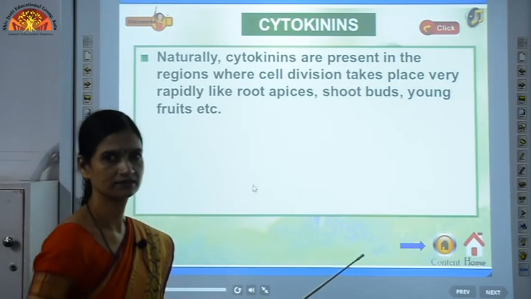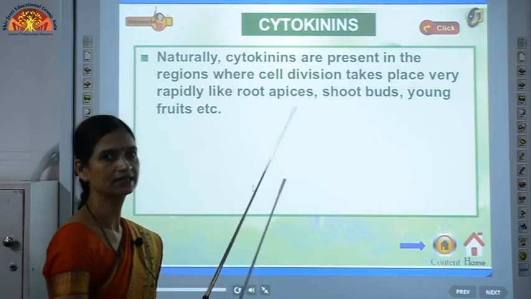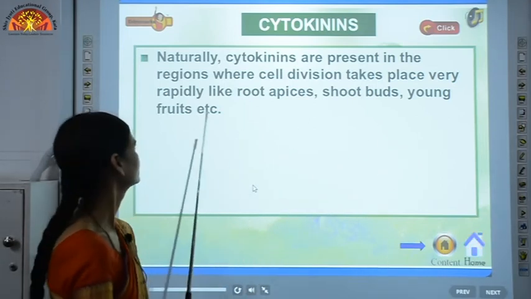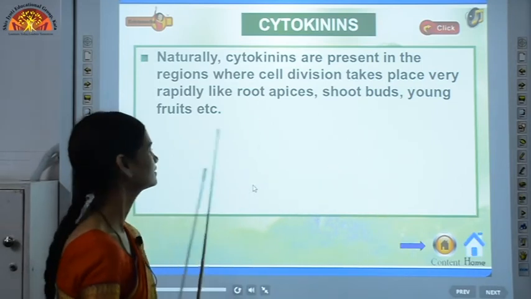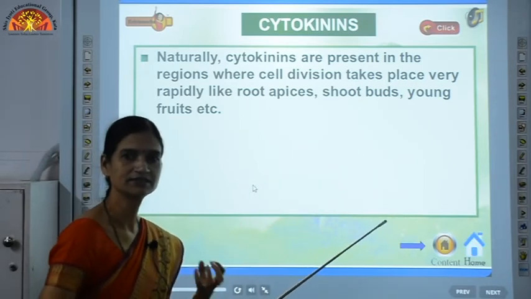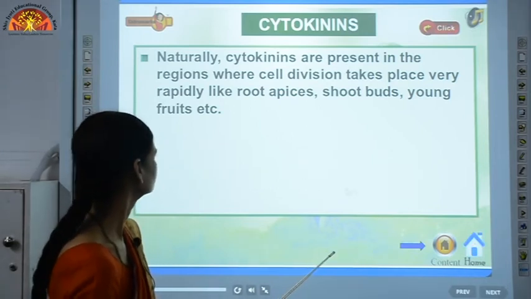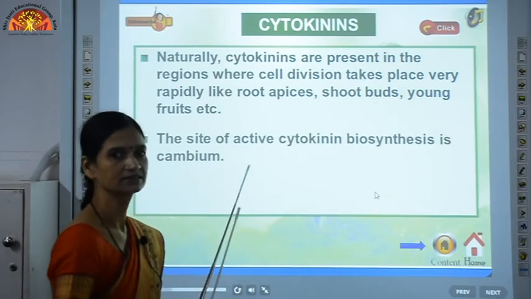Now the third hormone is cytokinins. Naturally, cytokinins are present in the regions where cell division takes place very rapidly, like root tip, shoot tip and young fruits. तो यहाँ पे क्या होता है? बहुत ज़्यादा speed में cell division takes place. The site of active cytokinin biosynthesis is cambium.